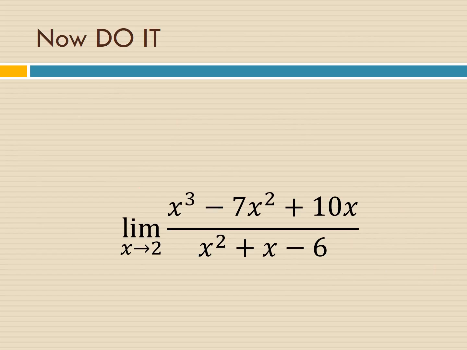Now we have some problems for you to try on your own. This is our first. The limit as x approaches 2 of x cubed minus 7x squared plus 10x over x squared plus x minus 6. Obviously, there's a lot of derivatives involved, so have fun.